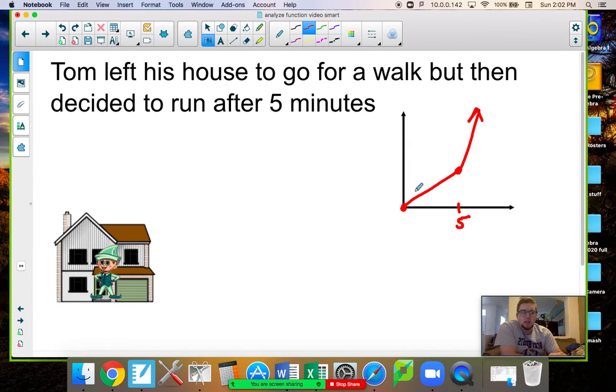Because he's walking away from his house and then running away from his house, that's why we have these positive slopes here. Maybe he was able to get 10 meters away, and then after some time he was able to get 20 meters away. He was just doing it quicker.